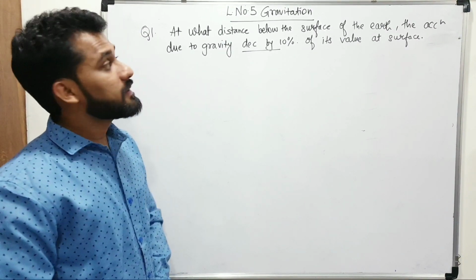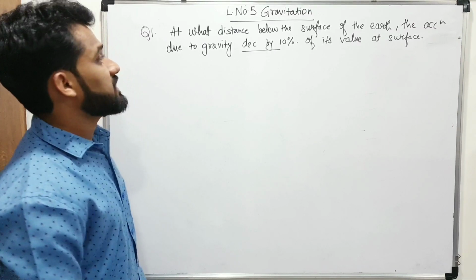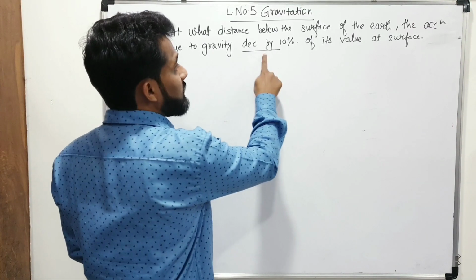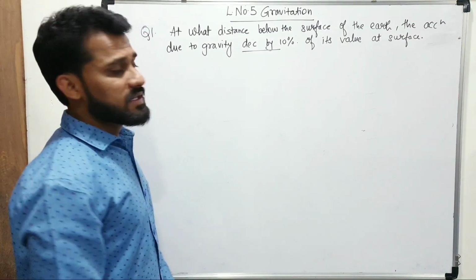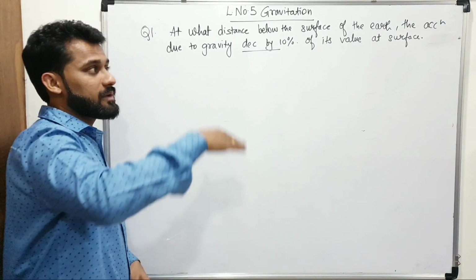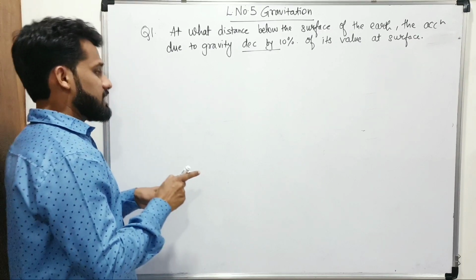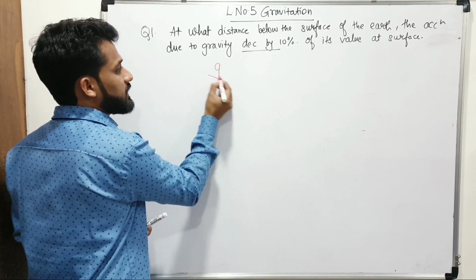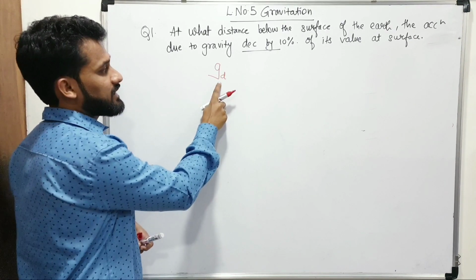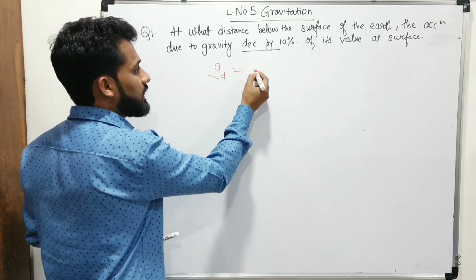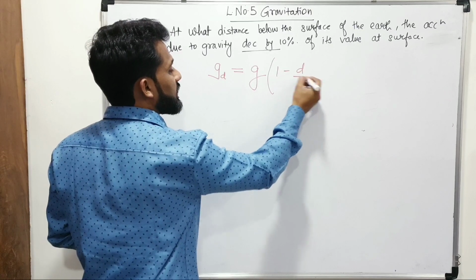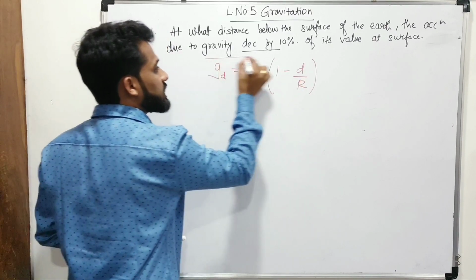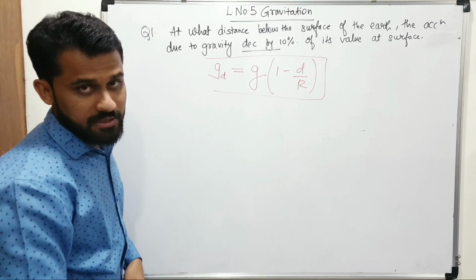At what distance below the surface of Earth does the acceleration due to gravity decrease by 10% of its value at the surface? Now this is a question based on acceleration due to gravity with depth, and we know that the variation of gravity with depth is given by g_d, that is the gravity at depth d, is equal to the original gravity at the surface times 1 minus d by R. This is how we give the variation of gravity with depth d.